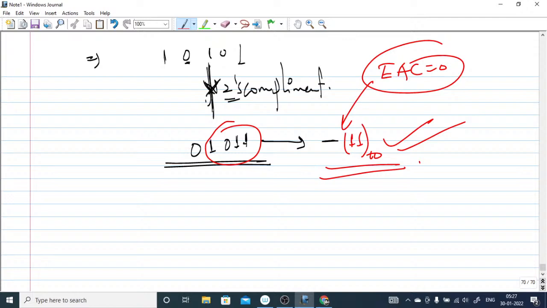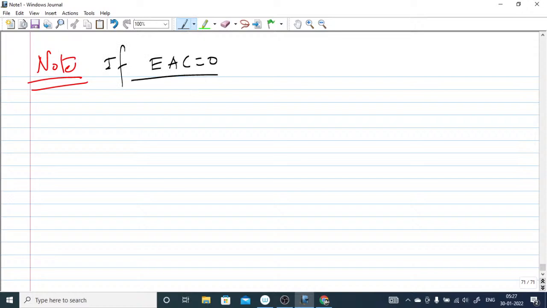Yes, moving forward, one of the very important notes you have to keep in mind: if EAC is equal to 0, it means x is less than y. That is, if y is greater than x, then only EAC will be 0.